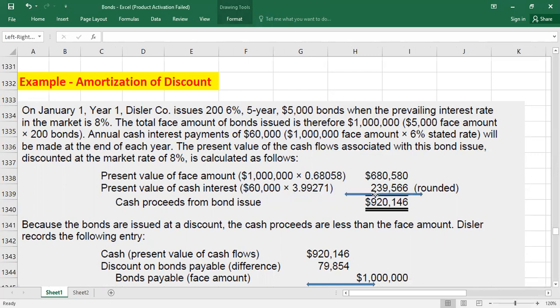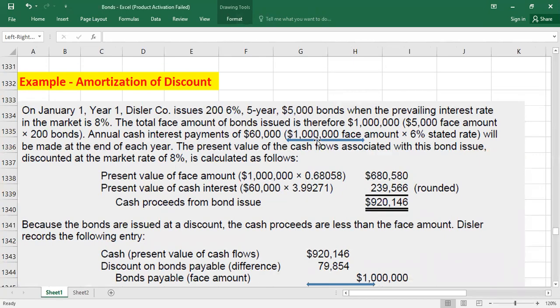Okay, this is the rounded value. Now what we will do, we will make a summation of present value of face plus present value of interest. It is equal to cash proceeds, which is $920,146. So simply now you will compare this present value with the face value, and face value is 1 million. If your present value is greater than face, it is a premium. If your present value is less than face, it is a discount. And here you can see your present value is less than face, so it means the difference is a discount.